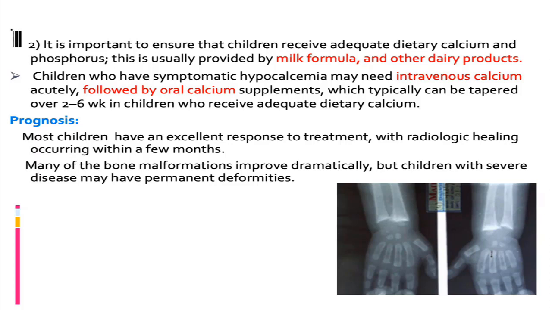So, when we give the patient vitamin D, we return him back after 1 month to 6 weeks to do an X-ray of the wrist. We will see signs of healing. That is, there is no concavity, there is no fraying, and there is the appearance of the white line. So these are the signs of healed rickets.